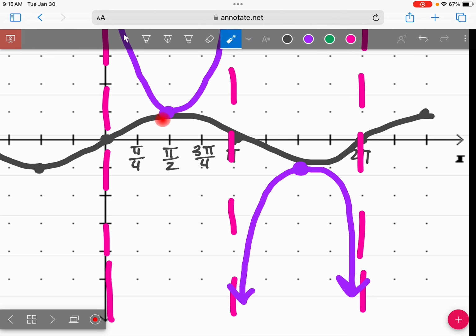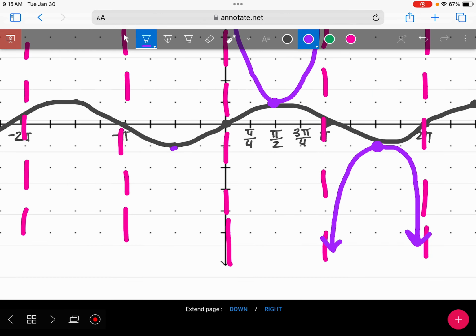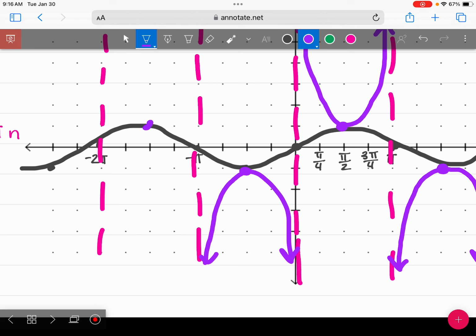So every place we have a little maxima, we're going to have what looks like a happy face parabola. And every place we have a little minimum is going to be a little frowny face parabola that approaches those asymptotes. So every place we have a -1, we're going to have a down face. Every place we have a +1, it's going to point up. So they are based very heavily off of our sine curve. We're going to be graphing sine and cosine with each of these reciprocal graphs.